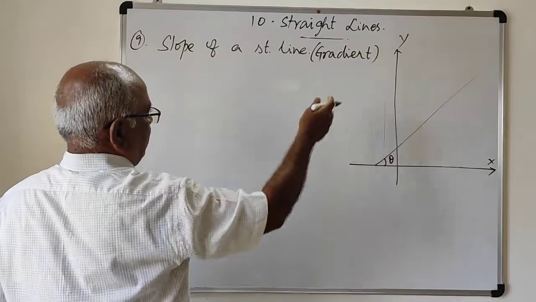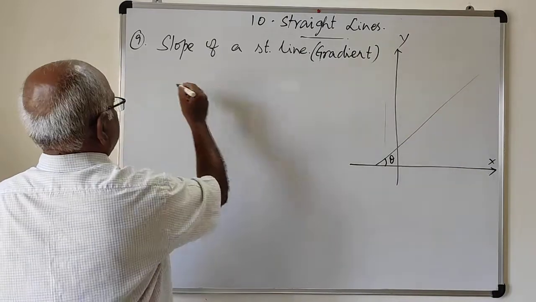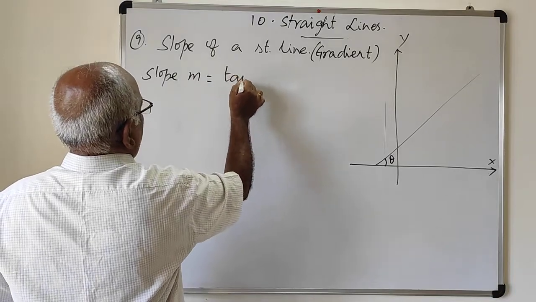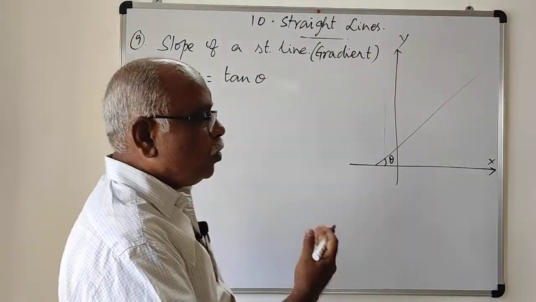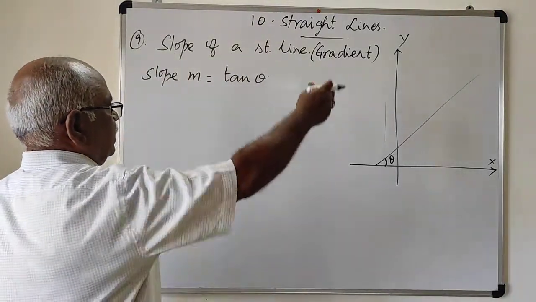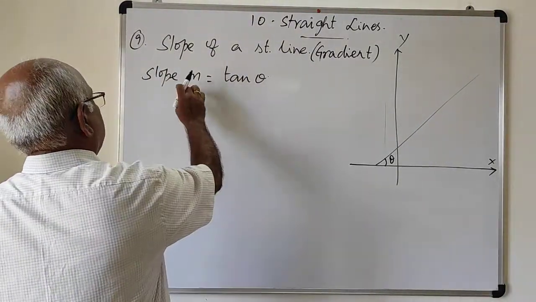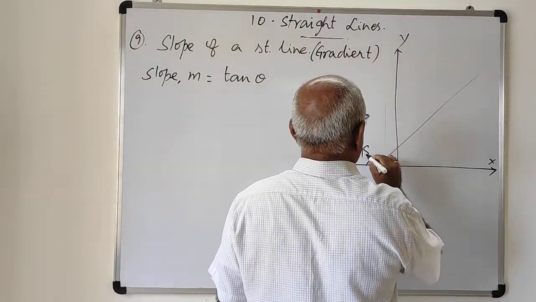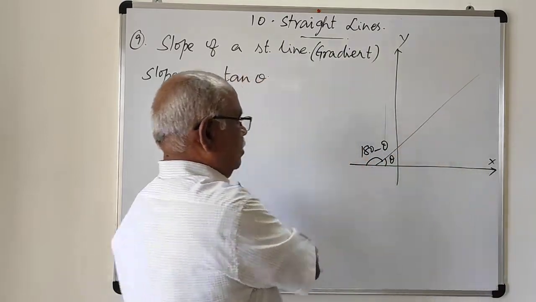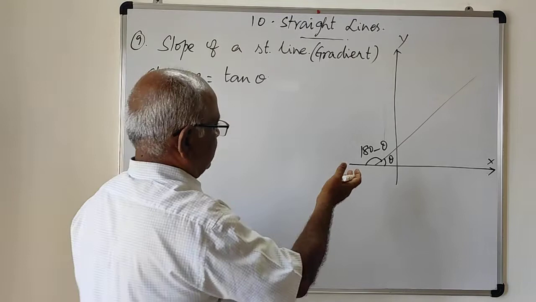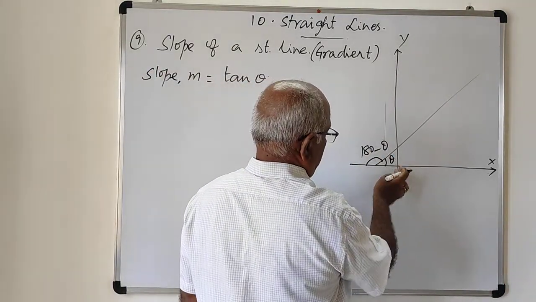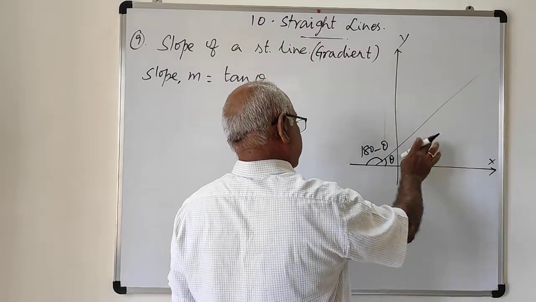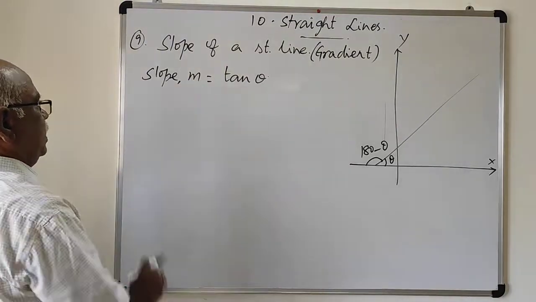So the tan of the angle made by the straight line in the positive direction of the x-axis is the slope of the straight line. It is denoted by m, and it is tan theta. Slope of the line is tan theta, denoted by the symbol m. And this angle is 180 minus theta, the angle the line makes in the negative direction of the x-axis. The total is 180 and this is 180 minus theta. The angle in the positive direction is theta, and its tan value is the slope of the straight line.